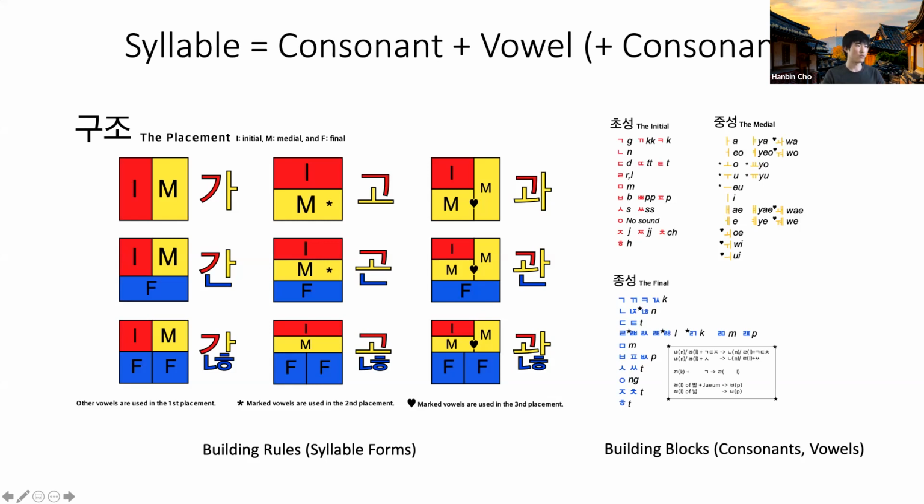So these are the building rules. You flesh out a syllable by borrowing a set of characters from the initial group, the middle group, which is the vowels, and the ending group. And that's it. Each of these just represents a sound.